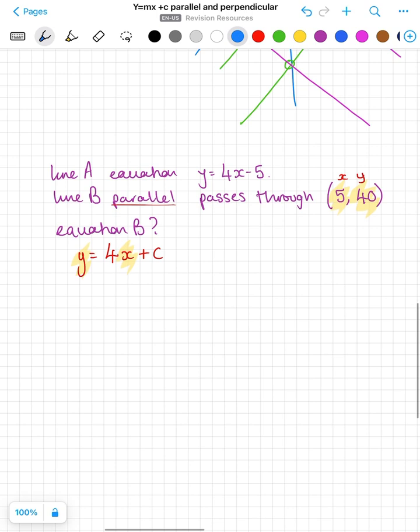So next we substitute our known values. When y is 40, x equals 5. So 40 equals 4 times 5, so 4 times 5 is 20, plus c, so c must equal 20. So our equation for line B is y equals 4x plus 20.